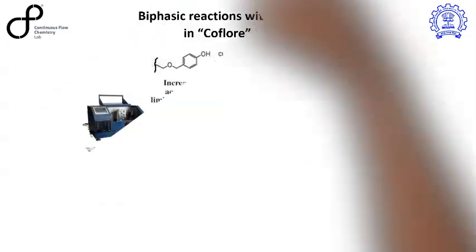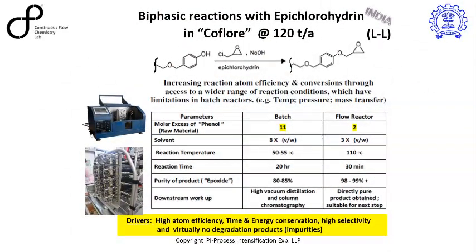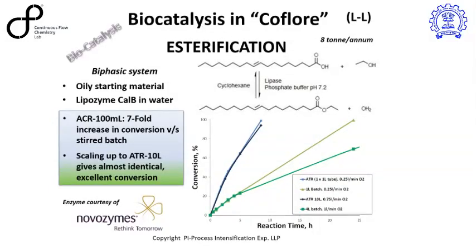As discussed earlier, agitated flow reactors provide an excellent opportunity to scale up multiphasic reactions. This is an example of biphasic reaction using epichlorohydrin. Even the heterogeneous reactions, such as biocatalysis, are best suited for agitated reactors. This was demonstrated for the esterification reaction, wherein significant improvements over the batch process were observed.